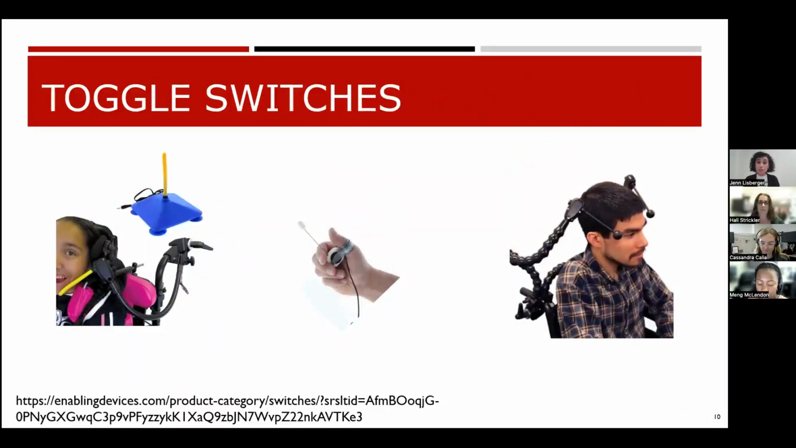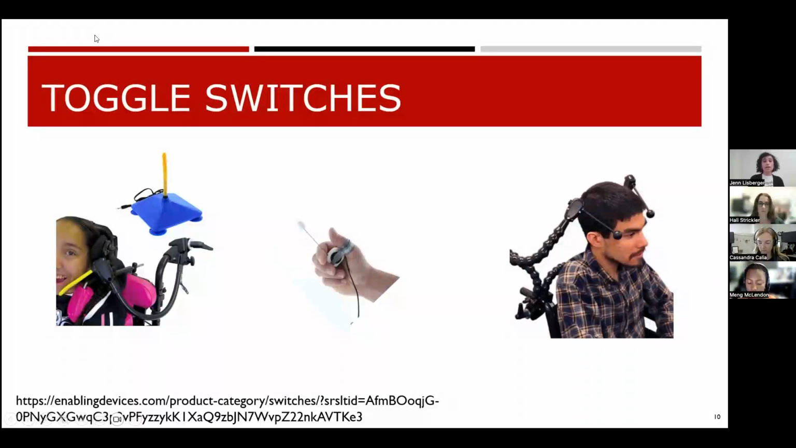We have toggle switches. So that one all the way on the left is a wobble switch. And literally you just kind of hit it and that's what activates it. The name, again, all of these are toggles, so you touch them and that's how they activate. You can mount them. Two individuals on the screen have them set up next to their head.